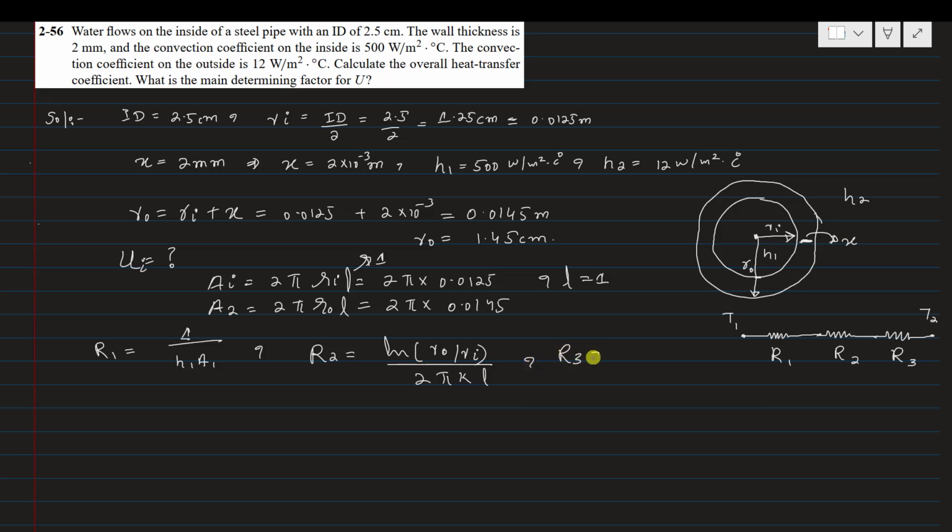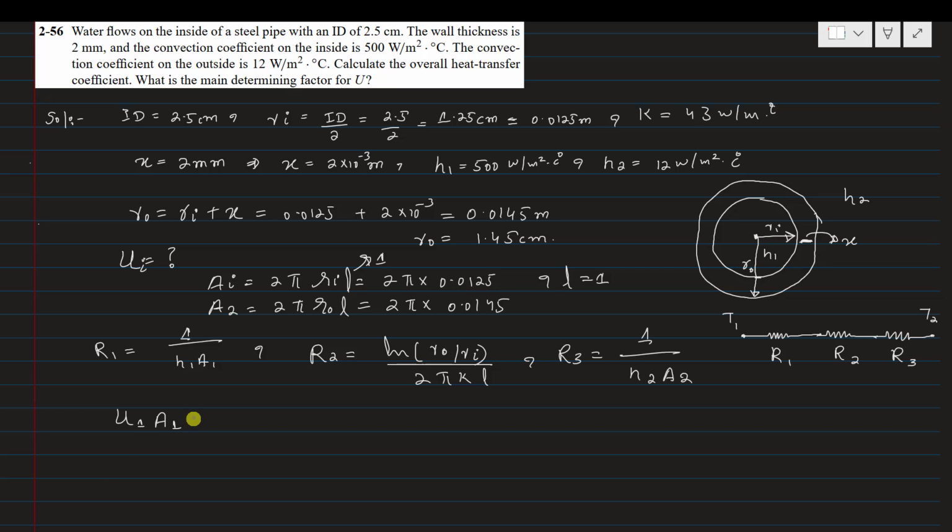and R3 is equal to 1 divided by H2 A2, the convection heat transfer outside the pipe, with its area A2. Remember, in this case the thermal conductivity of the pipe material will be given, that is 43 watt per meter centigrade.